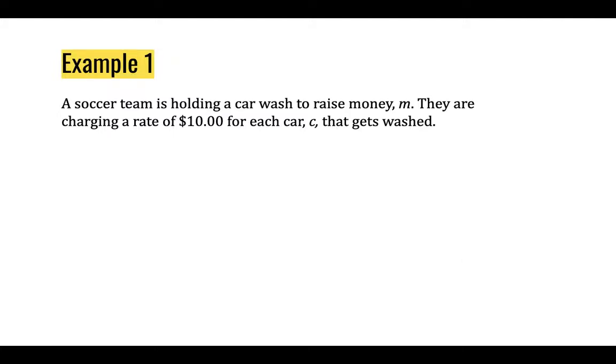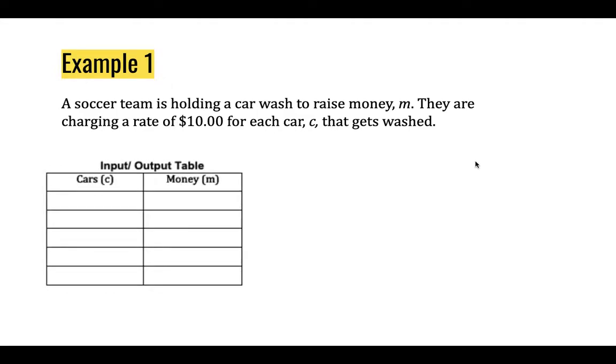This example says a soccer team is holding a car wash to raise money M. They are charging a rate of $10 for each car C that gets washed. So in this situation, I have two variables. I have M, which represents the amount of money raised, and C, which represents the number of cars. Let's look at this in a chart.